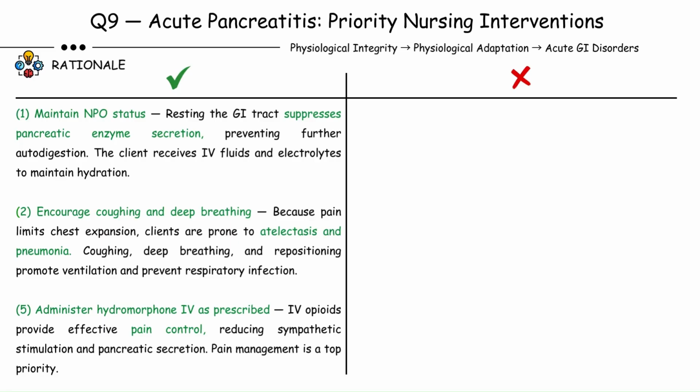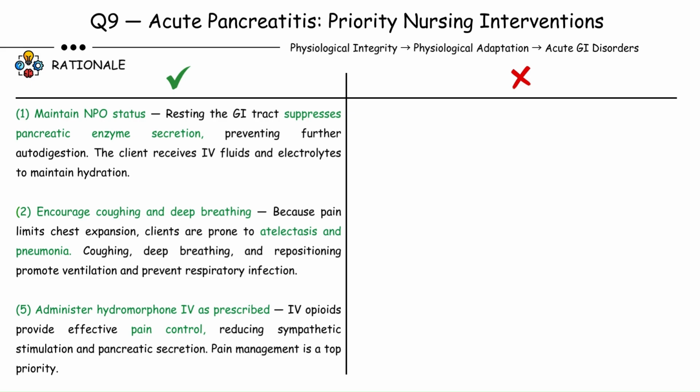Option 5. Administer hydromorphone IV as prescribed. Pain control is a top priority in acute pancreatitis. Severe pain increases stress and can stimulate more pancreatic secretion. IV opioids, such as hydromorphone, provide effective pain relief and help stabilize the client's overall status.